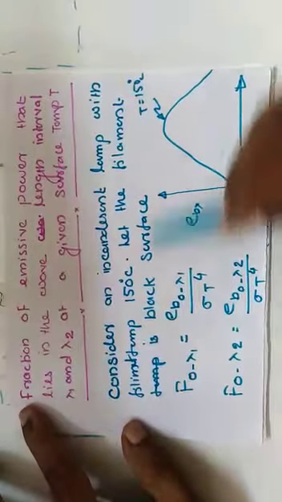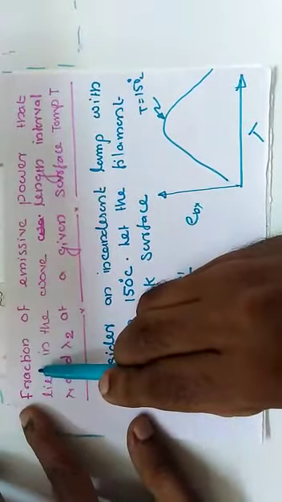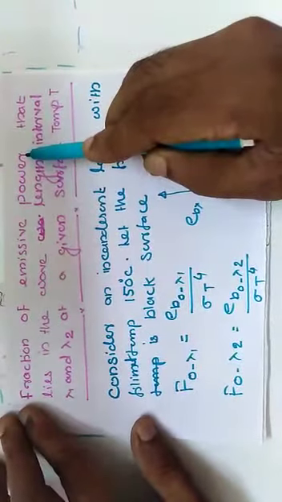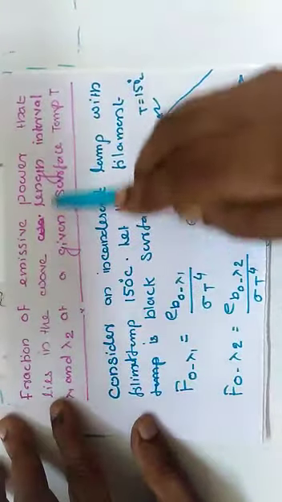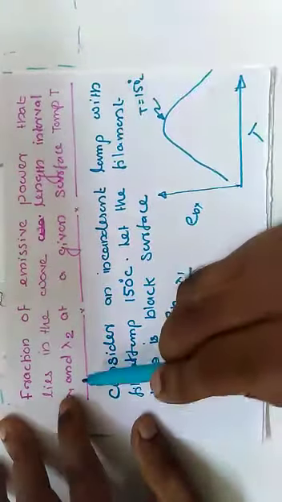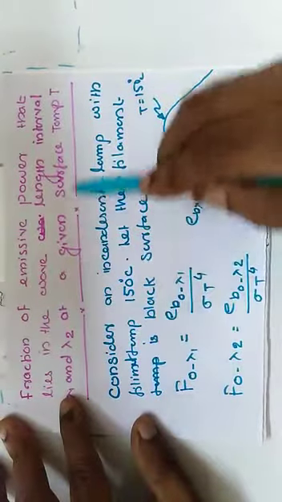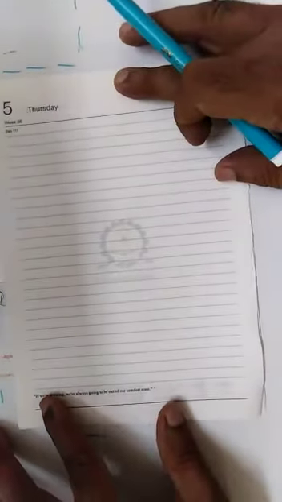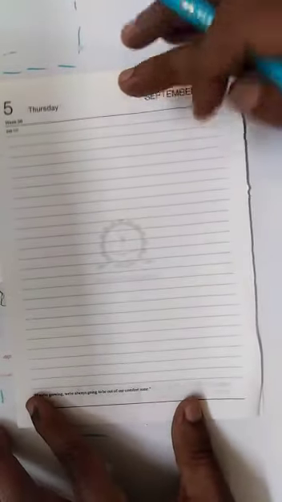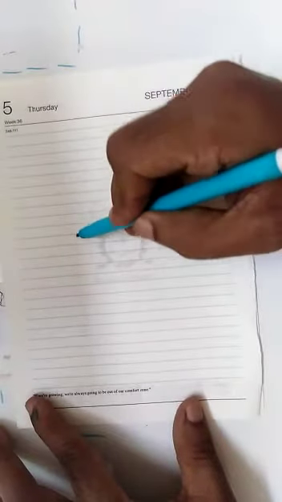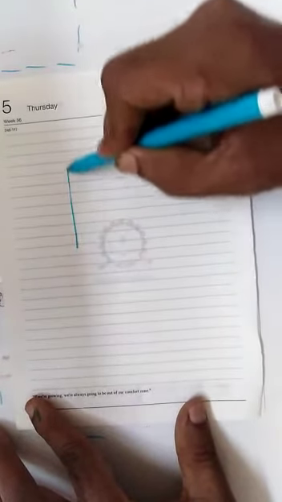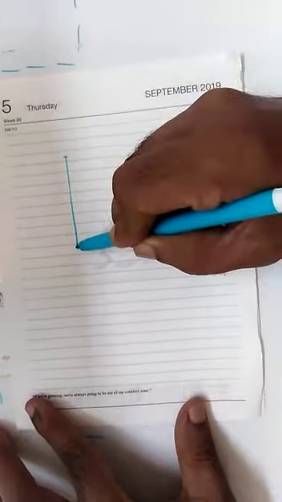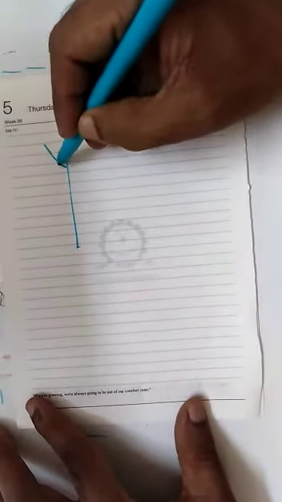In this video lecture, I will introduce the concept of fraction of emissive power that lies in the wavelength interval lambda 1 and lambda 2 at a given surface temperature T. So in order to understand this concept, consider a black surface. Let it be a filament of an incandescent lamp at a temperature of 150 degrees Celsius.